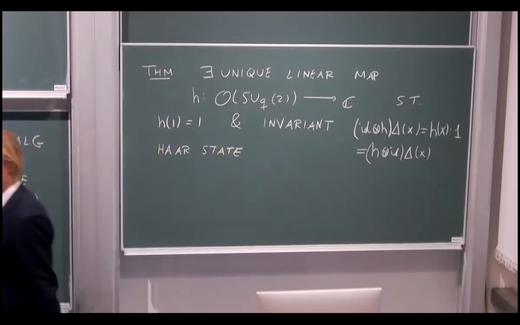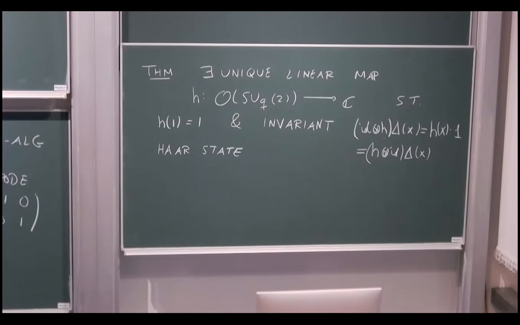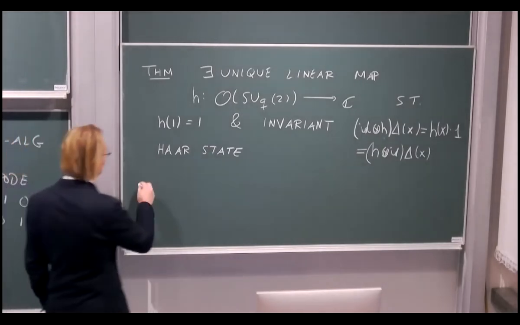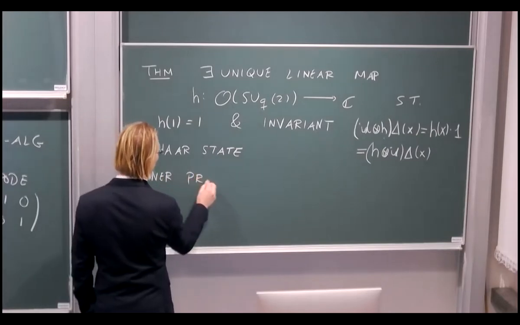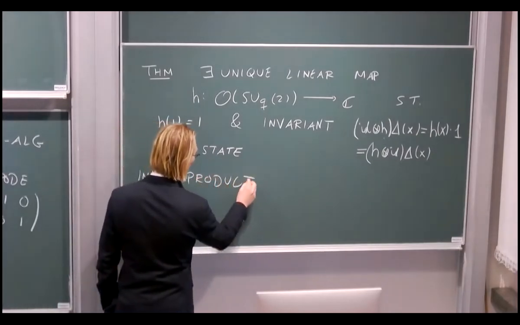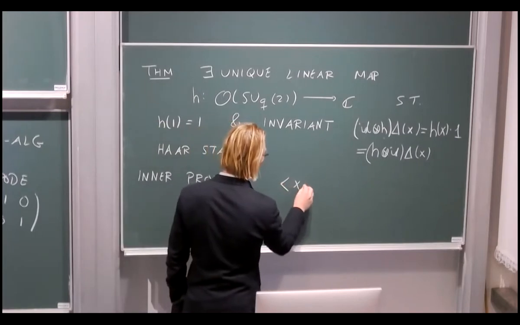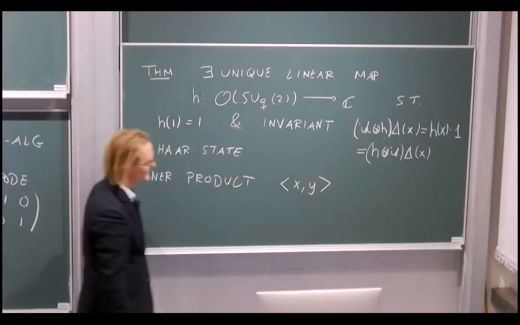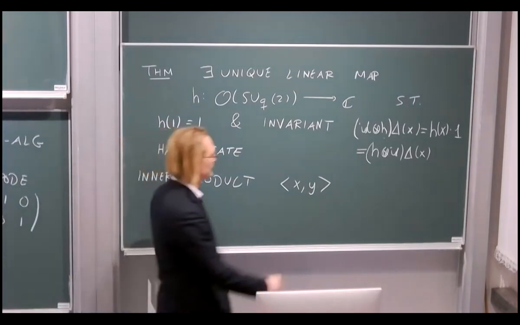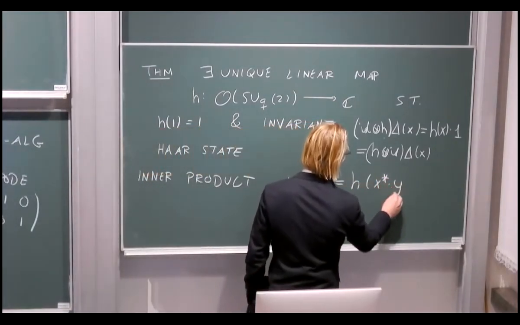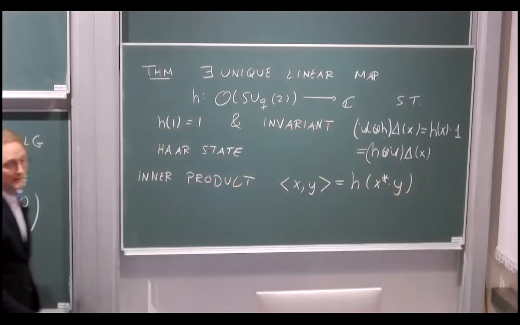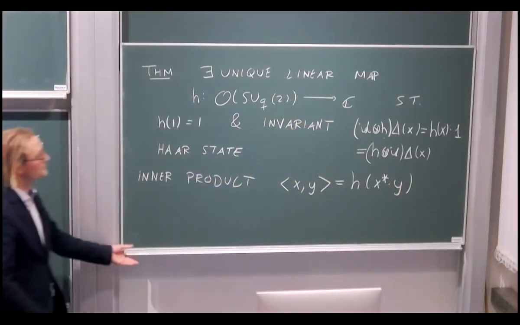You can actually compute it explicitly if you want to. Now, using this Haar state, I can form a Hilbert space. I can define an inner product. If I take the inner product of X and Y inside the coordinate algebra, I just apply the Haar state to the adjoint of X times Y. And then I can look at the Hilbert space completion.